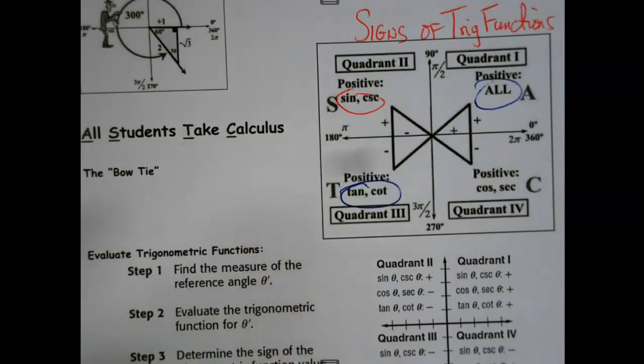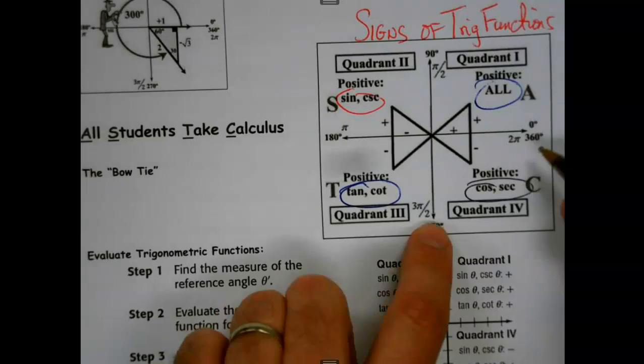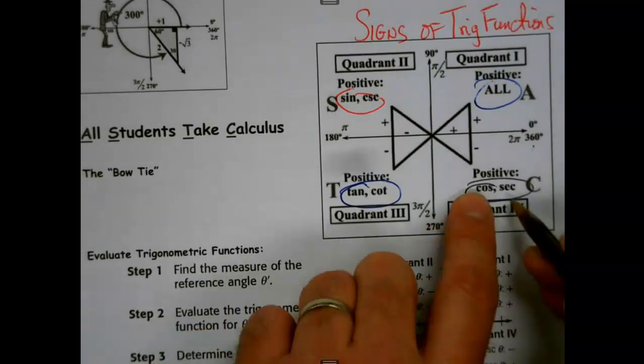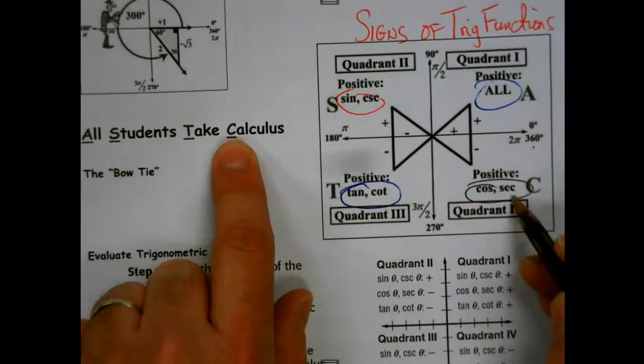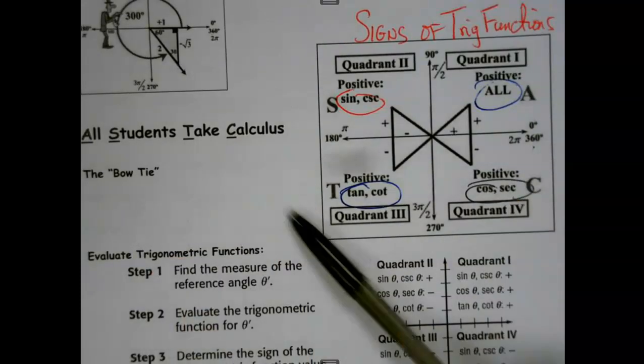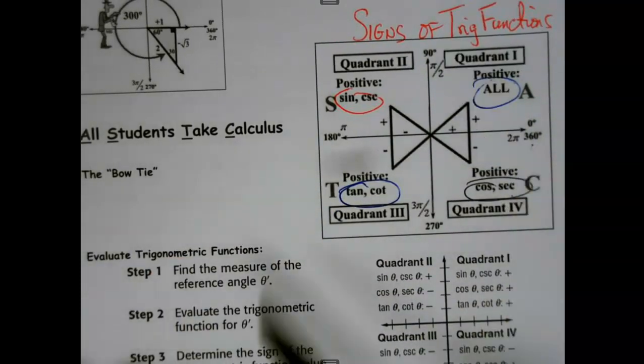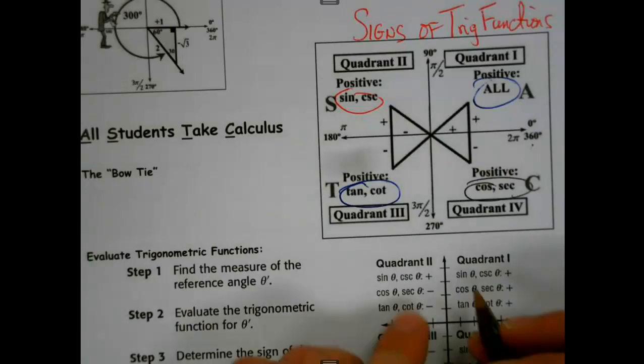And then we wrap up. Quadrant 4 is cosine and secant, hence the C. So this just tells me, depending on what degree measure it is, what quadrant is it in, what sign is it going to be. So when you're trying to evaluate and get an exact value, no decimals, we're going to find the reference angle. We're going to use special right triangles. Oh, Lord, here they come again. We're going to use special right triangles, and then we're going to use these to figure out the sign.